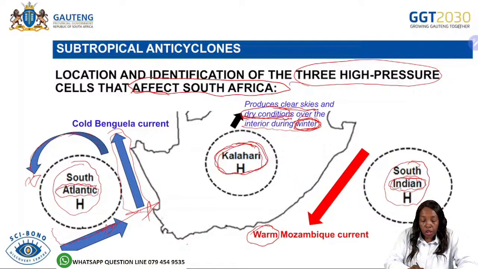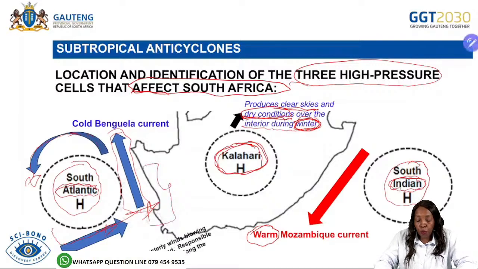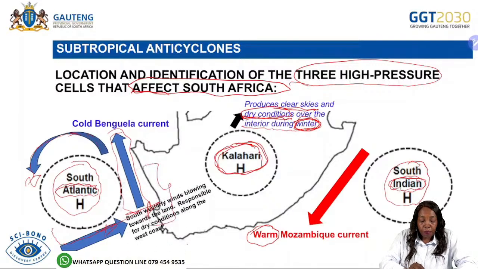west of the country. So then it would bring in cold and dry conditions over the west coast of the country there. And then the influence of this South Atlantic Ocean is that it brings in the southwesterly winds. So you can even see from the direction shown here that the winds that approach the west coast of South Africa would be coming in a southwesterly direction, blowing towards the land. And therefore, it is responsible for dry conditions along the west coast.